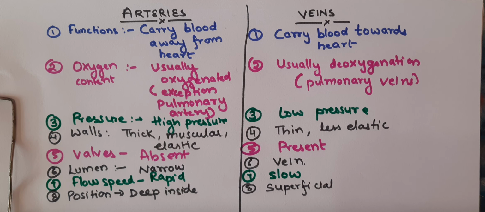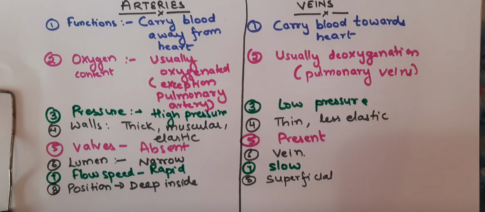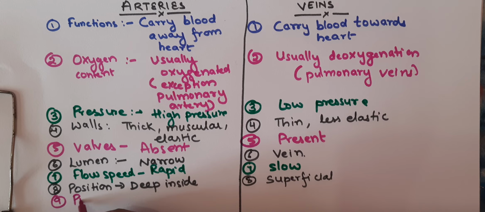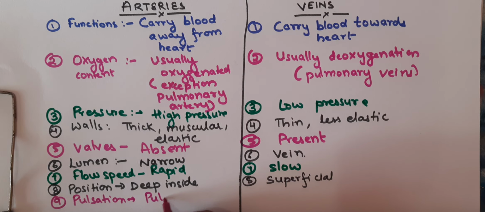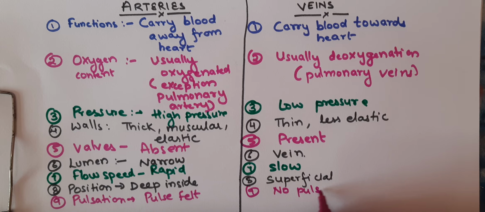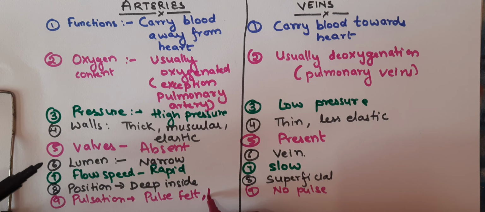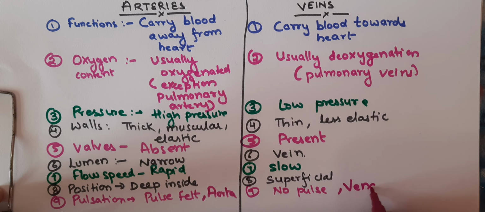And if we talk about the pulsation, students, let's discuss one more difference between the two. The pulse will be felt for the arteries, but for the veins there will be no pulse felt. And if we talk about the example, students, then the example of arteries is the aorta. And if we talk about the example of the vein, then the vena cava.